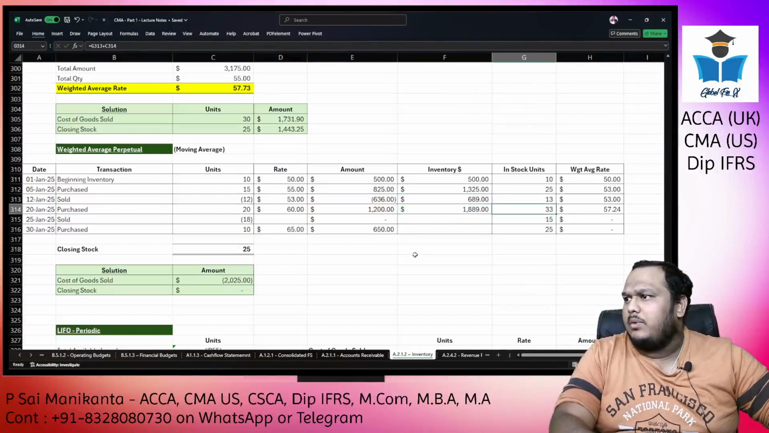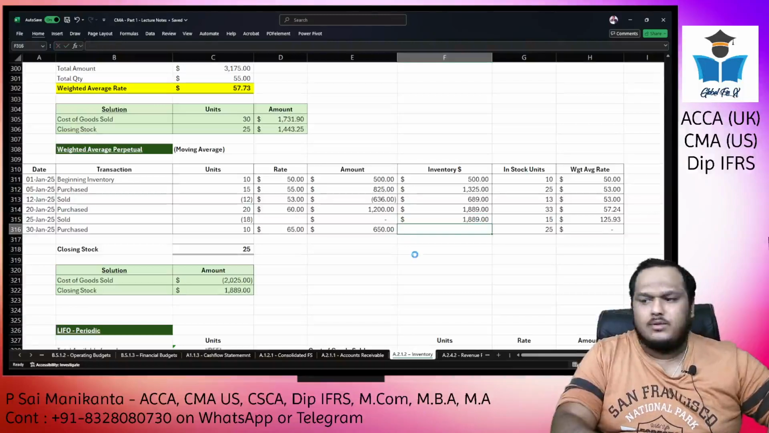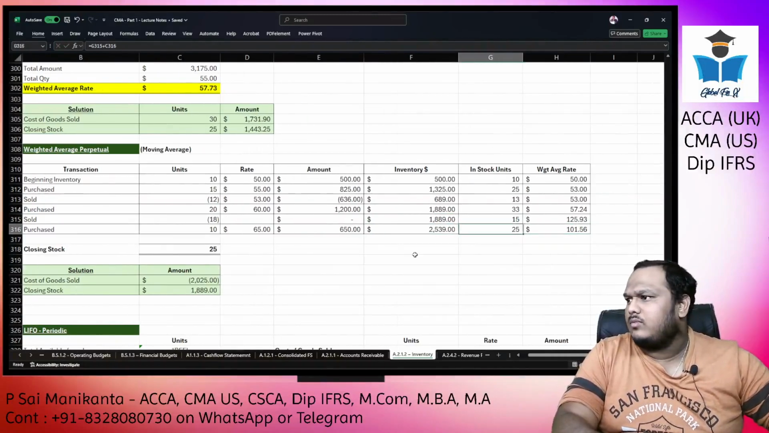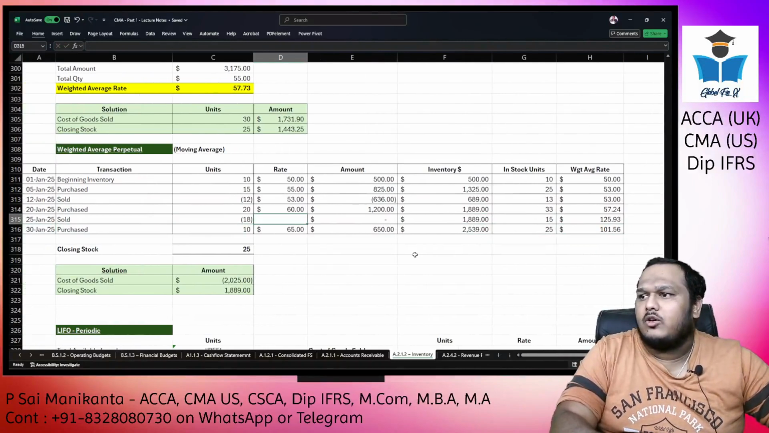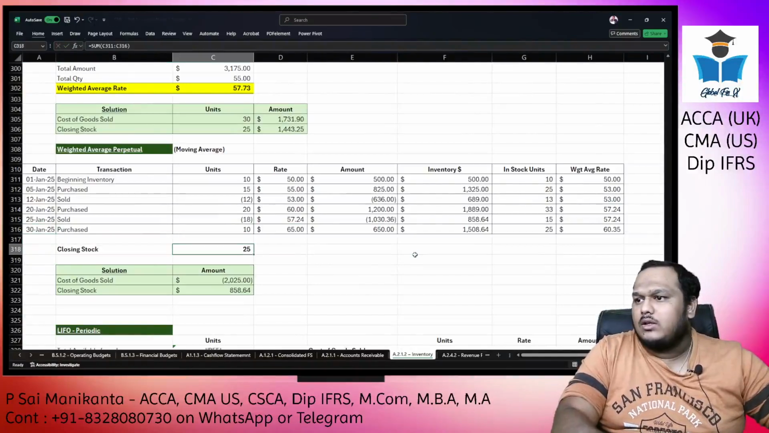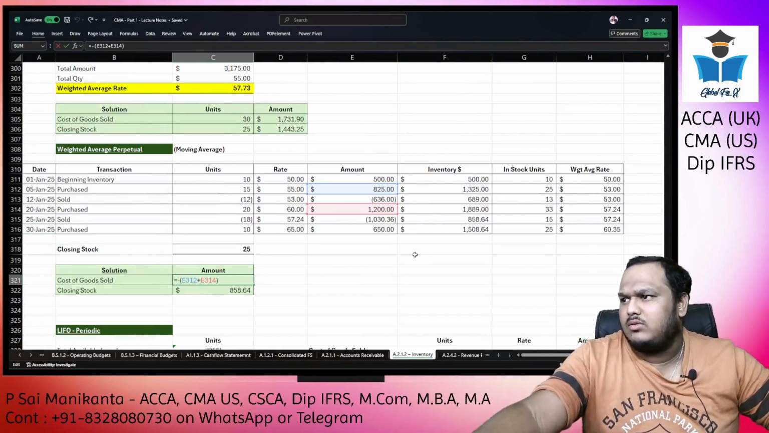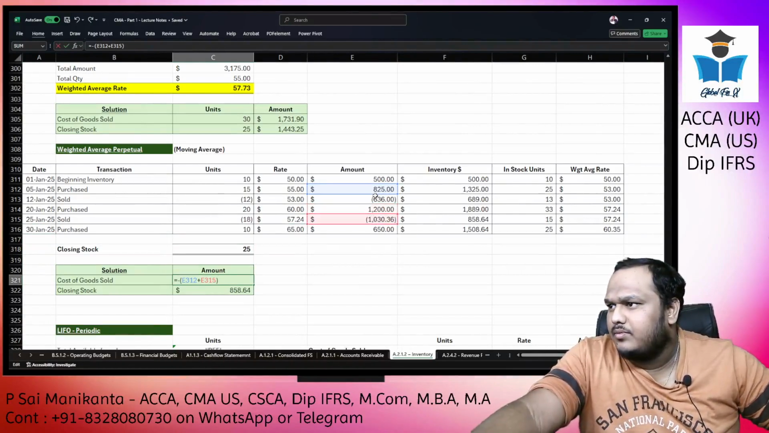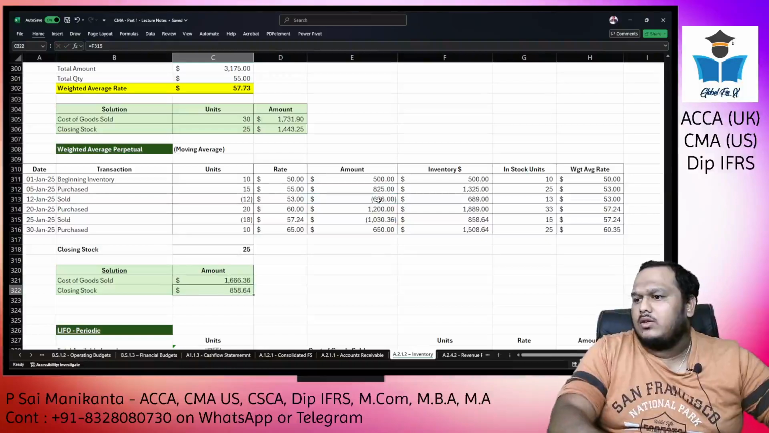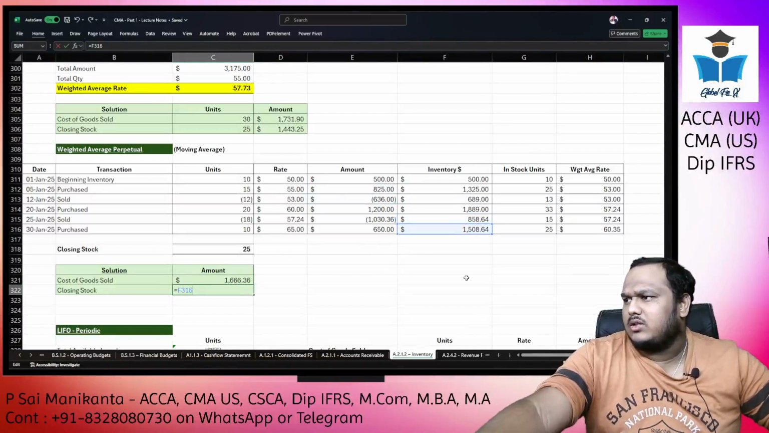Units in stock will be 13 plus 20, 33. Average will be 57 now. So I'll just copy this downwards, I believe. Then, here we did not take the rate. So for sales, we'll take the rate, the previous weighted average rate. COGS is 1666 and closing stock is 1508.